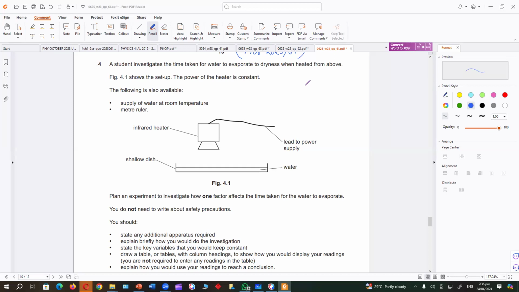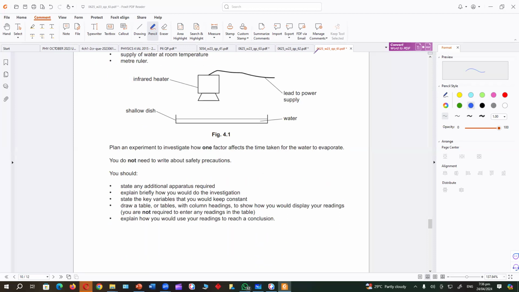Explain briefly how you would do the investigation. State the key variable you would keep constant. Draw a table and explain how you would use your readings to reach a conclusion.